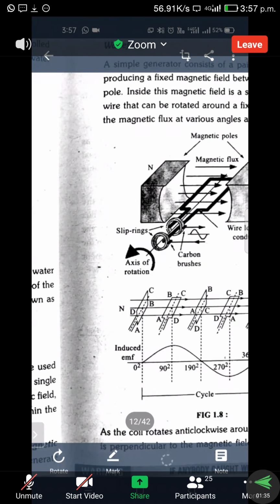Then what we can observe here, CD has come to the RHS side, AB has come to the LHS side. At this time what happens, the AB side is linked with the flux, exactly perpendicular to it. Because of that reason, the EMF is generated. Next again we are rotating.